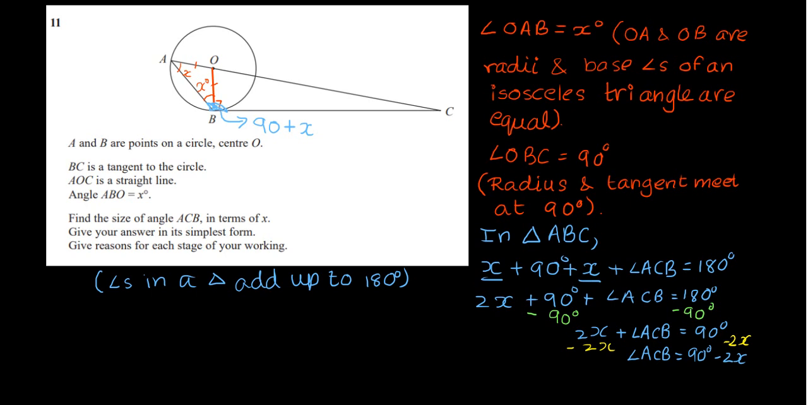So find the size of angle ACB. That's 90 minus 2x. Okay. Have I missed out any reasons? Let's see. Nope. Let's move on to the next question.